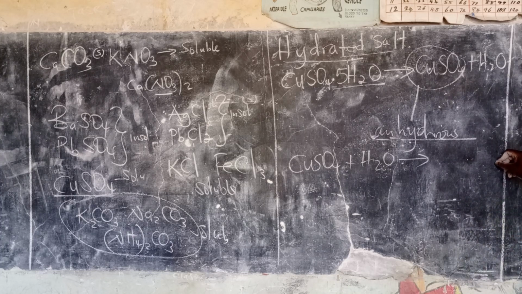A hygroscopic substance absorbs water from the air but does not change its state. So a salt that absorbs water and does not change its state is called hygroscopic. It absorbs water but does not change. More like you eat but you don't change. You are hygroscopic, human being.